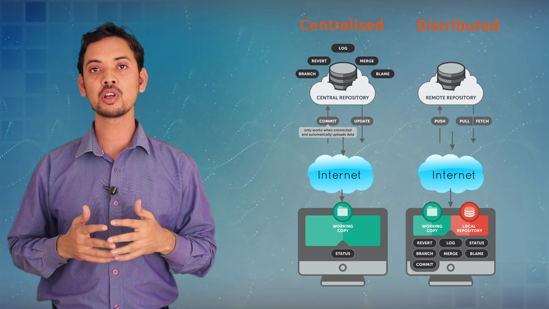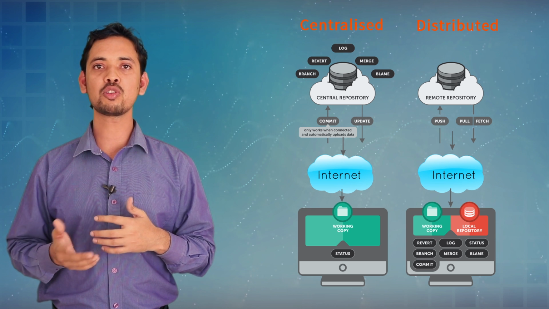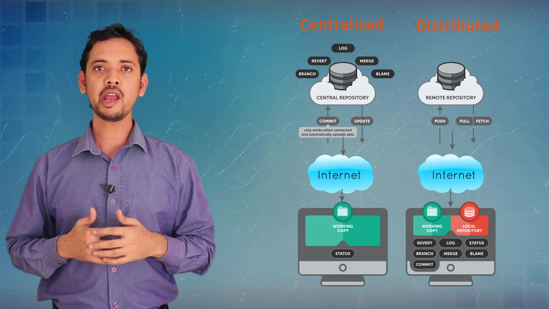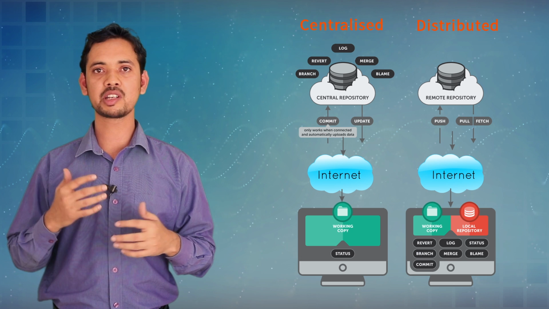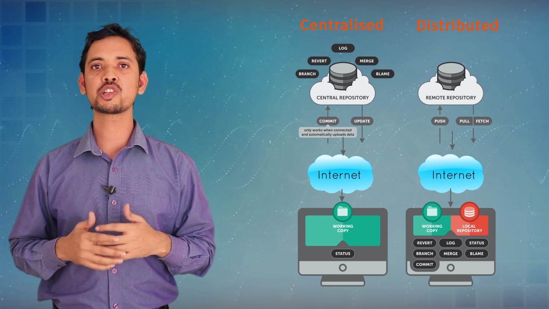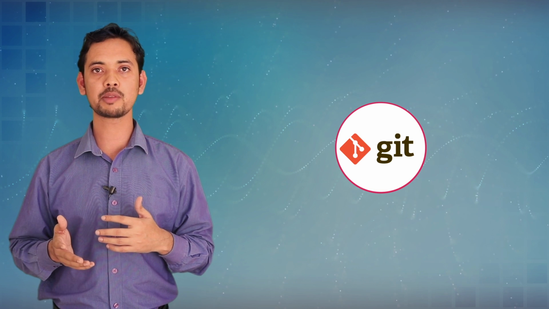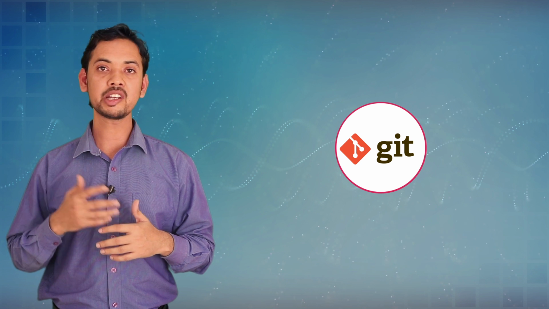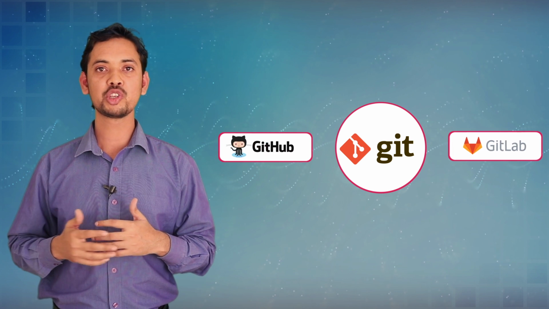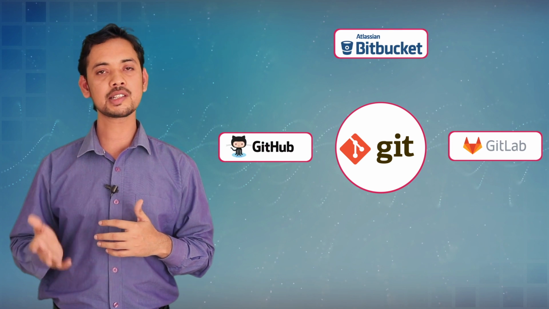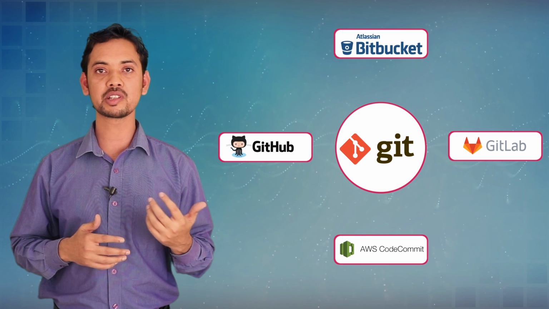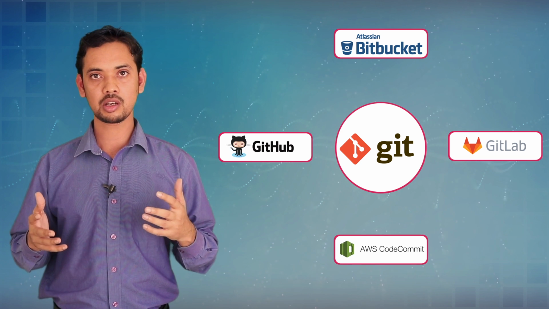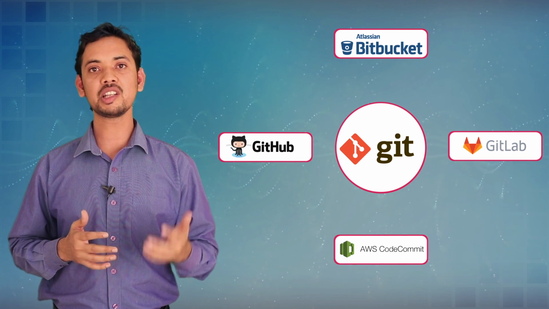Git is open source. What it means is, you can just download the package from the internet and start using it. Install Git on your system and give access to all your collaborators. A lot of companies that provide source code management services use Git in the backend. For example, you have github.com, you have GitLab, you have Bitbucket from Atlassian, you have CodeCommit from AWS. All these various services use Git in the backend.